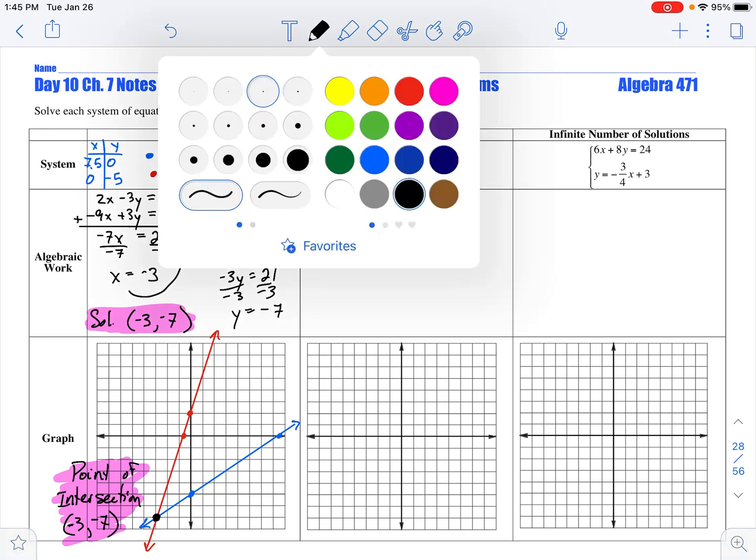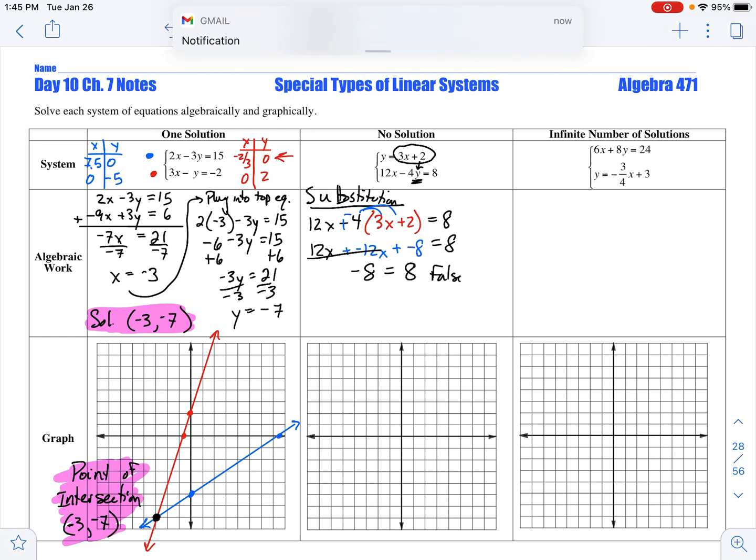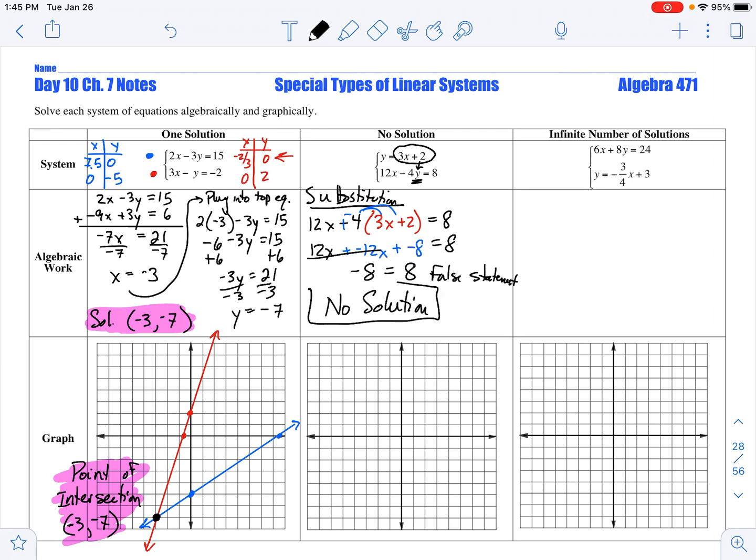Remember here that we are going to make sure that we distribute a negative 4 when we use the distributive property. So that's going to be plus negative 12x plus negative 8 equals 8. If I add like terms on the left side, the x's cancel out, and what I get is negative 8 equal to positive 8. And you say, is negative 8 equal to positive 8? And we say, no way. So that is why this is a false statement. And when we have a false statement, we end up with no solution. What that means is that there is no number or no ordered pair that you could plug in and make that statement true.